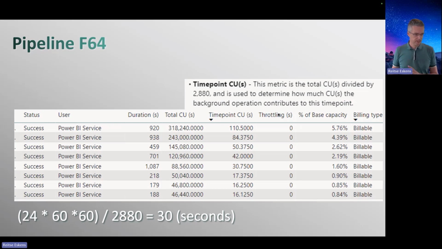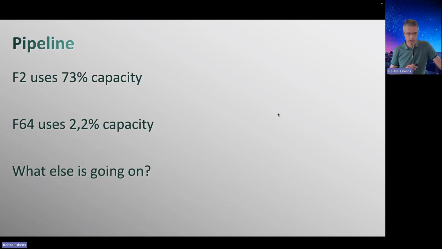If you were to dig down into this report, you could find these time point CUs where you can see what's happening, and there's some weird explanation. Again, coming back to the fact that I'm using capacity every 30 seconds. All right, so the F2 is running at 73%, the F64 at 2.2%. So what else is going on? I mean, you're not just ingesting data into Fabric and then be done with it. You want to do more.